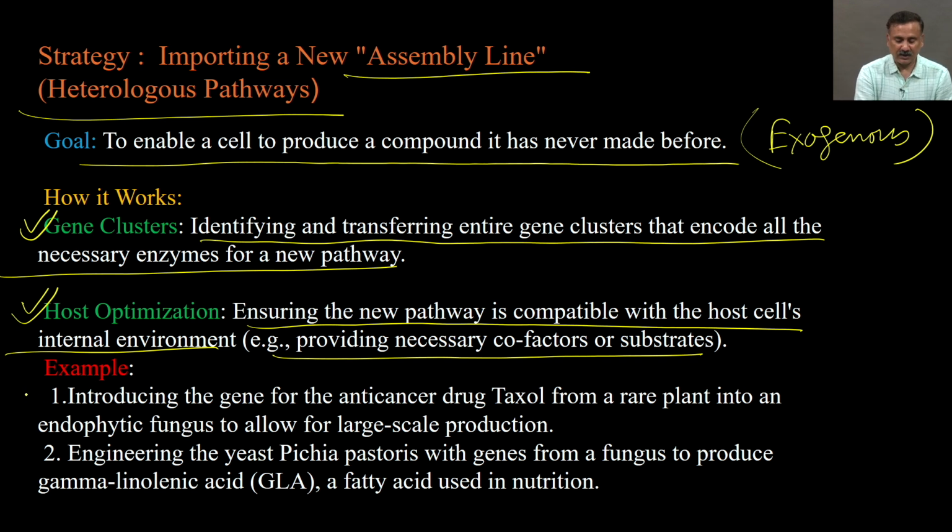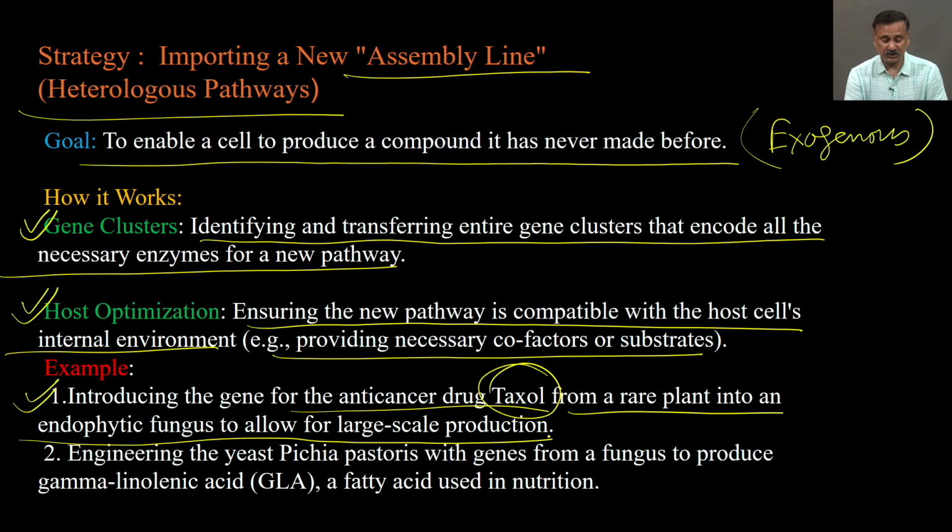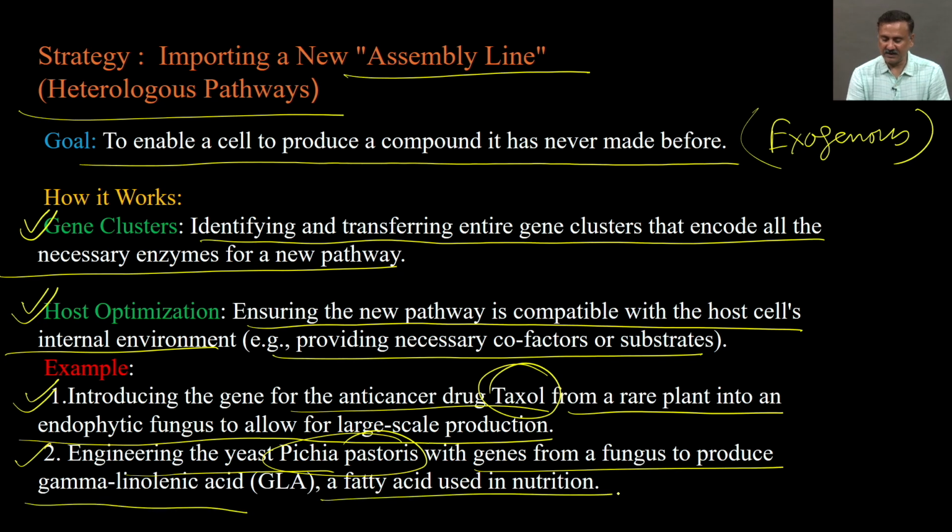An example is introducing genes for the anti-cancer drug Taxol from a rare plant into an endophytic fungus to allow for large scale production. Or number 2 is engineering the yeast Pichia pastoris with a gene from a fungus to produce gamma linolenic acid, a fatty acid used in nutrition. So, these are the 2 examples where you are putting the complete pathway into the cell, and then you are asking the cell to produce that particular metabolite.